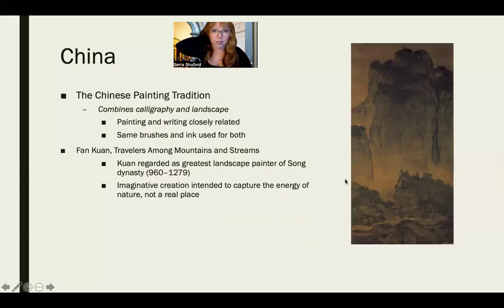Another tradition that we see within Chinese arts is the Chinese painting tradition, which combines calligraphy and landscape. The painting and the writing were very closely related, and the same brushes and the inks were used for both. And so obviously they're going to have a lot of the same qualities. One of the most notable artists was Fan Quan, and if you just look up Chinese landscape painting, he's probably one of the first names that'll come up. This is one of his paintings, among mountains and stream, that kind of gained the most popularity for him.